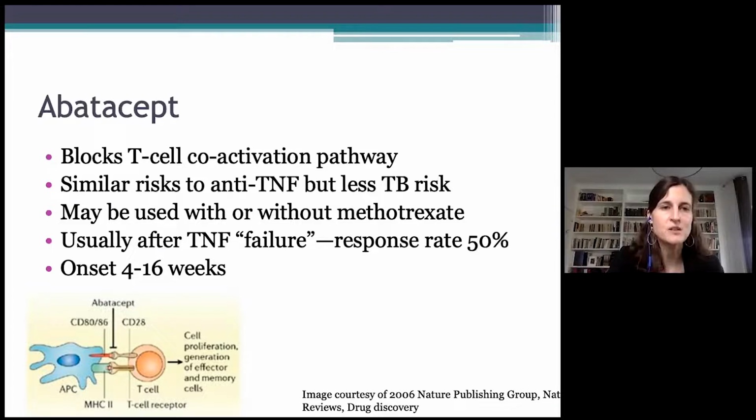We generally consider abatacept and most of the other biologics that I'll be talking about after a TNF failure. In this case, the response rate is about 50% after an initial TNF failure. The onset is a little bit longer than some of our other medications. It takes 4 to 16 weeks to actually kick in.